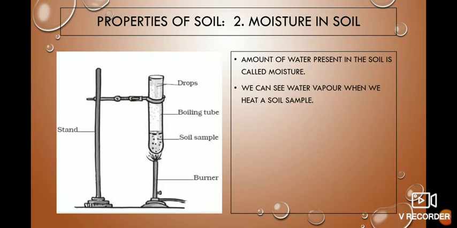We have a better method of knowing whether the soil contains moisture or not. You take a dry test tube, fill it with a little sample of soil and heat it. After a few minutes, you will see drops of water on the neck at the top of the test tube. This is a clear indication that the soil indeed contains moisture.